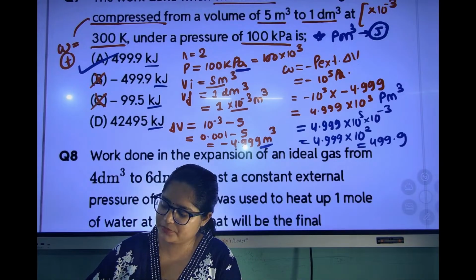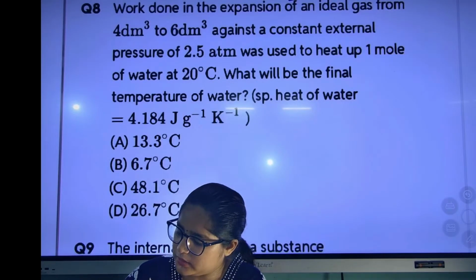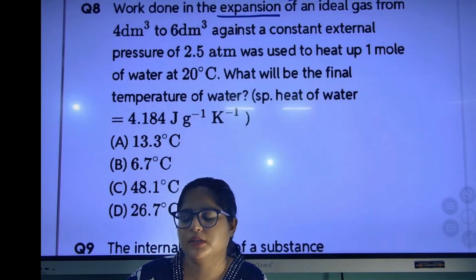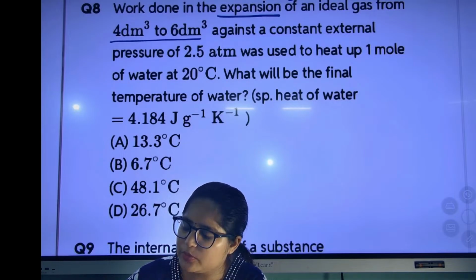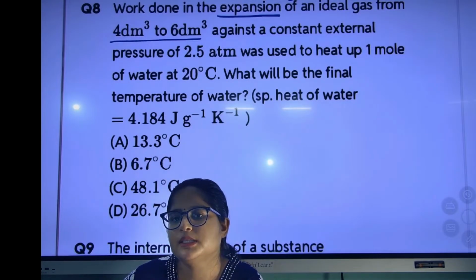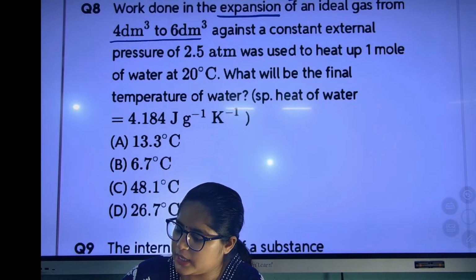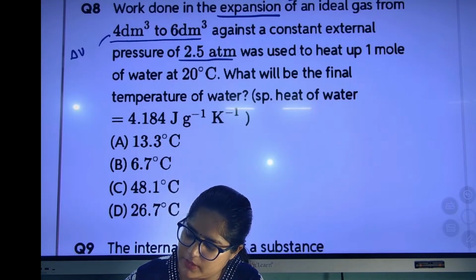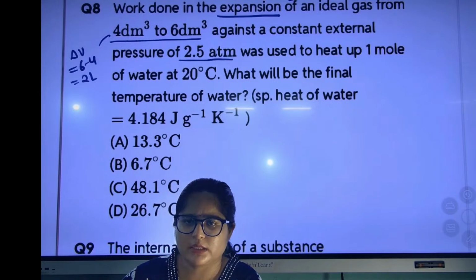Okay, fine. So let us solve question number 8. Work done in expansion. Expansion means work done will be negative, of an ideal gas from 4 decimeter cube to 6 decimeter cube. 1 decimeter cube means 1 liter. Those who don't know, write it down as a star point. Against a constant external pressure of 2.5 atm, change in volume: so from here, what will be delta V? 6 minus 4, 2 liter or 2 decimeter cube.